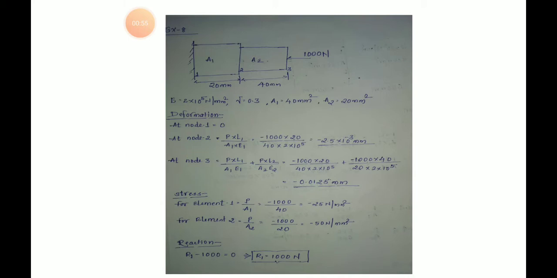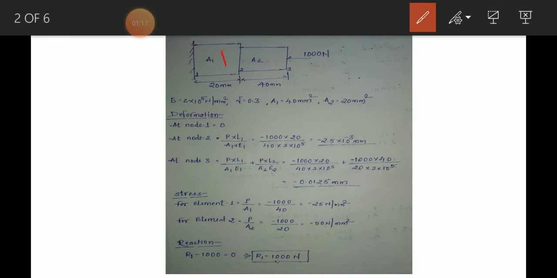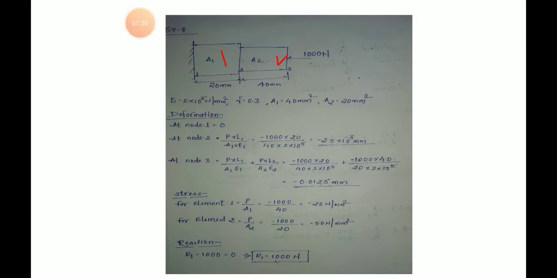A compressive load of 1000 Newton is acting at the third node, or on the second element. Young's modulus for the given material is given as 2 into 10 raised to 5, and it is common for both the elements. I will name this as element 1, this is element 2. So Young's modulus remains the same for both the elements, that is, we can assume it as an isotropic element.